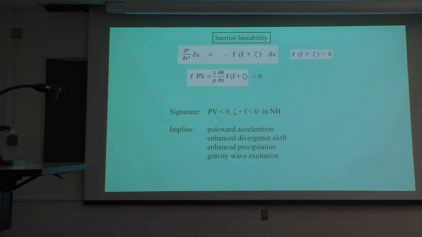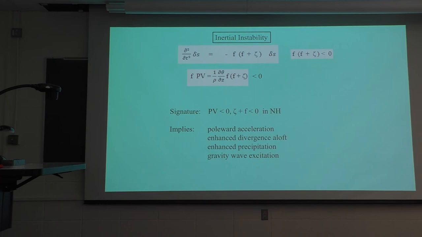As a related concept, when you produce a PV dipole on the scale of about 100 to 200 kilometers horizontal scale, the Rossby number associated with it is of order 2. And so it's not particularly balanced flow.